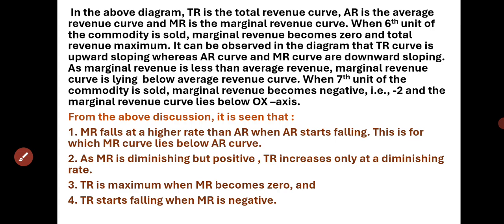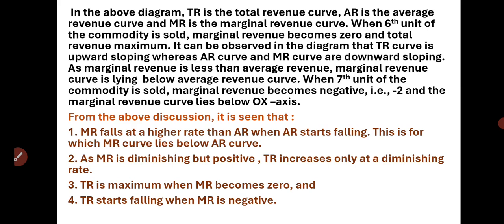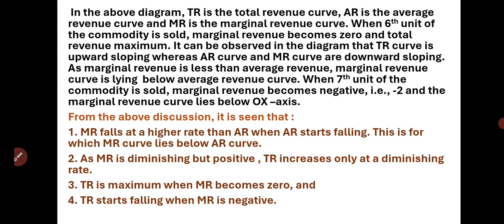So this is how the average revenue, marginal revenue and total revenue curves look in an imperfect competition market situation, right? And we will explain it here. In the above diagram, TR is the total revenue curve, AR is the average revenue curve and MR is the marginal revenue curve. When the 6th unit of the commodity is sold, marginal revenue becomes 0 and total revenue is maximum.